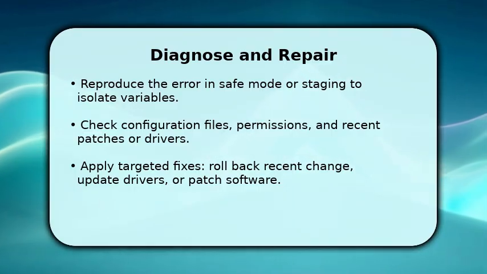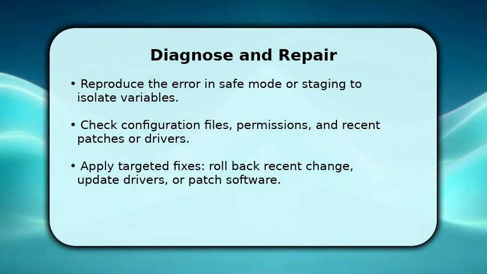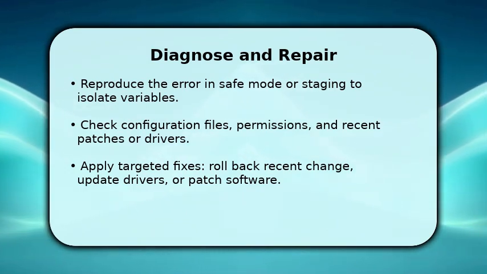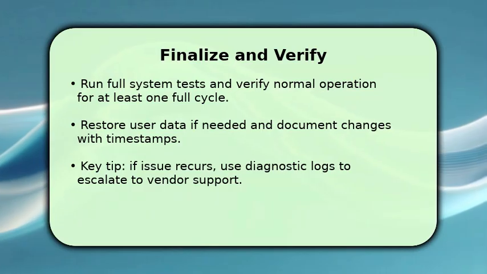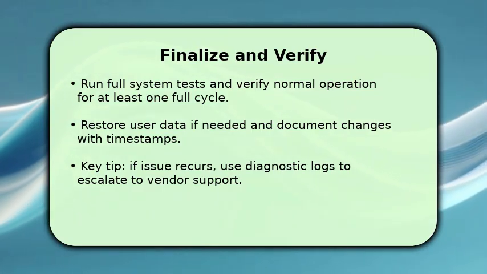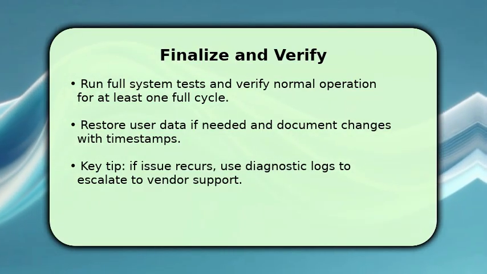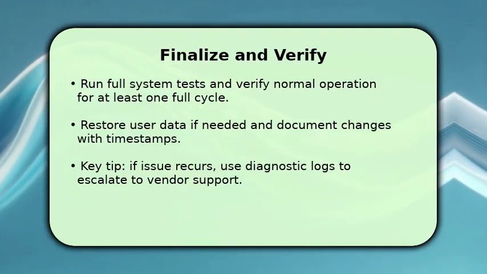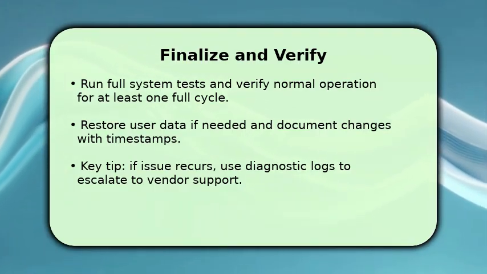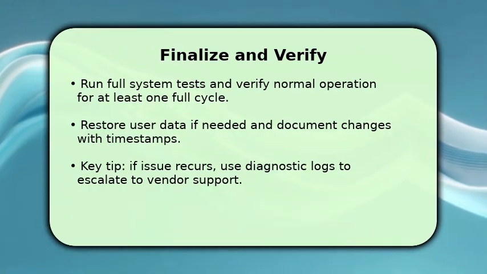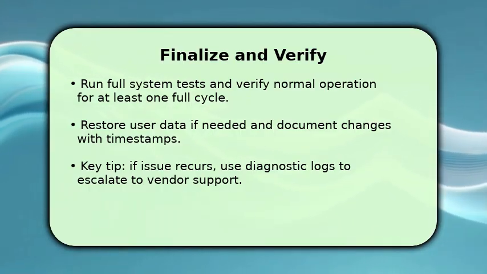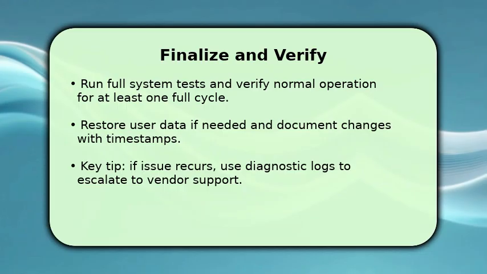You finish by validating stability and preventing recurrence. Run thorough system tests and observe one full operational cycle to confirm ELS no longer appears. Once stable, restore any backed up user data and record every change you made with timestamps so the history is clear. If the error returns, gather the latest diagnostic logs and escalate to vendor or specialist support.